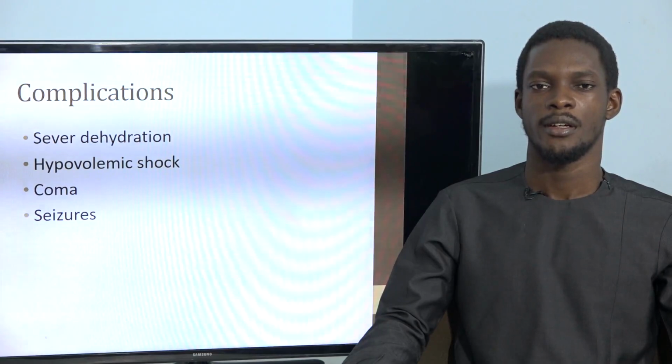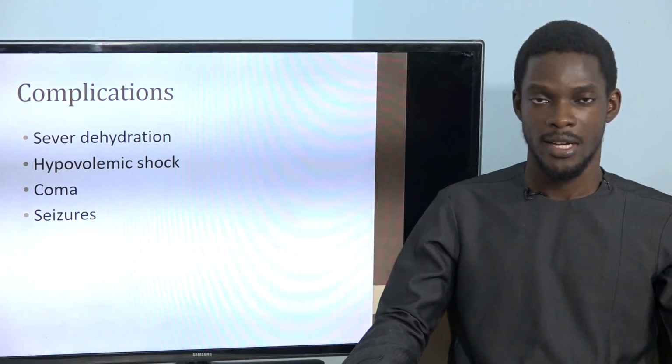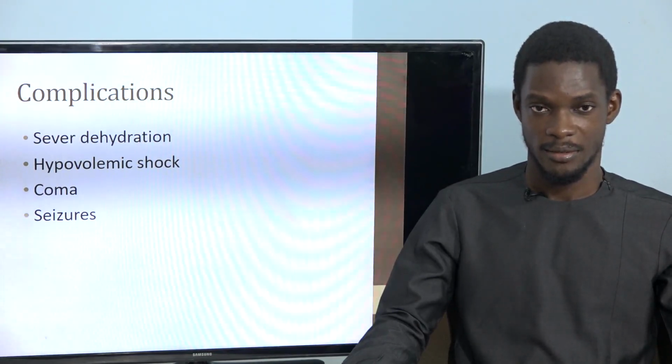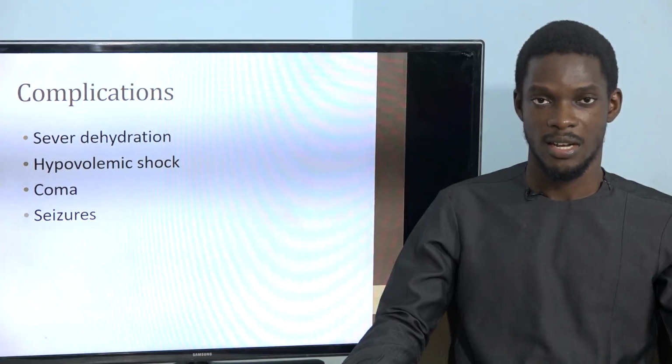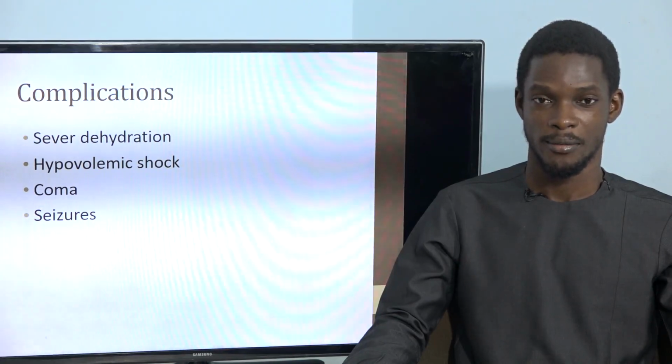Complications of cholera: you can have severe diarrhea and hypovolemic shock. Severe diarrhea is a symptom, but severe diarrhea is also a complication. Dehydration can result from the severe diarrhea. Severe dehydration will lead to hypovolemic shock. So hypovolemic shock is another complication of cholera.